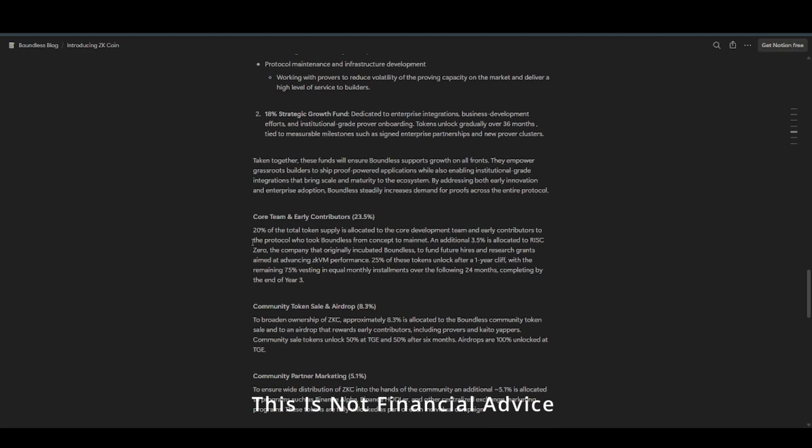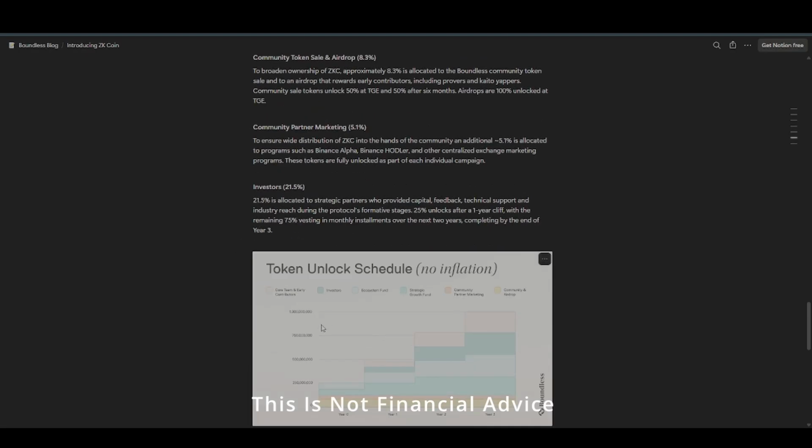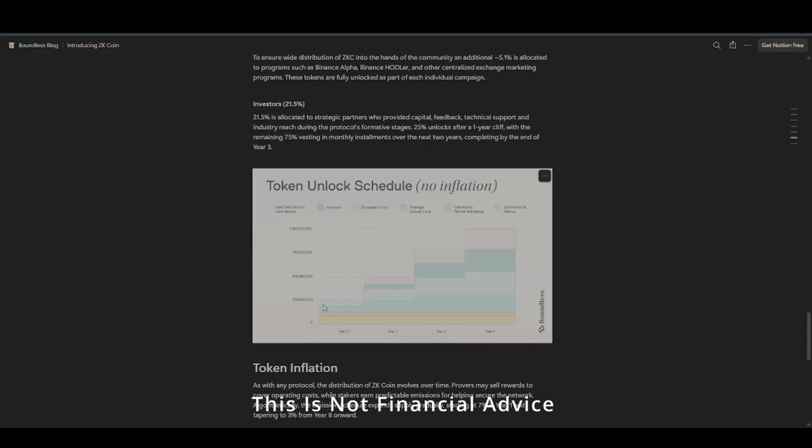Anyways, moving on, if we look here, this is how the token unlock looks. It doesn't include inflation. That means for 1 year the token supply is going to remain somewhere around 250 to 200 million, and after 1 year we'll see massive token unlocks for the early entities.